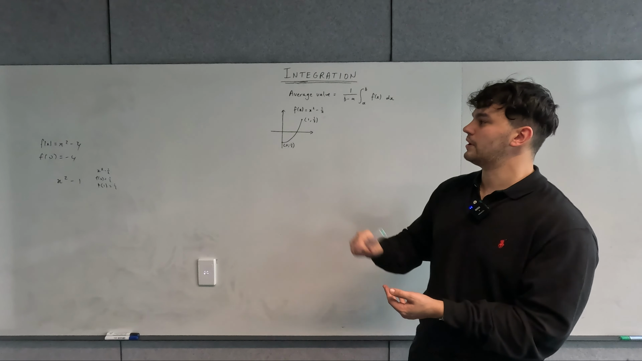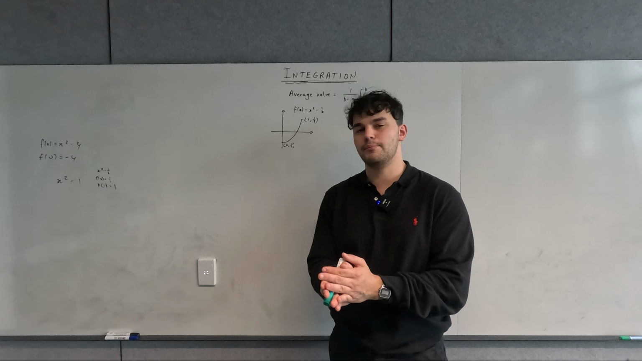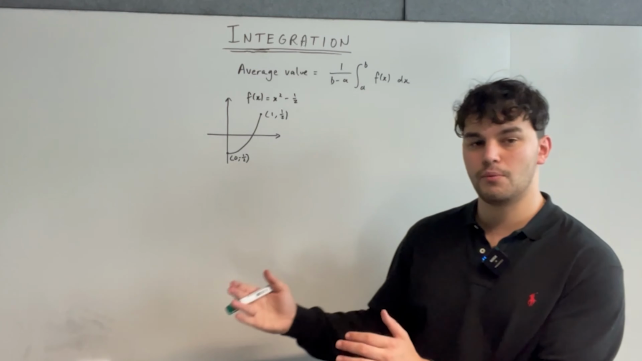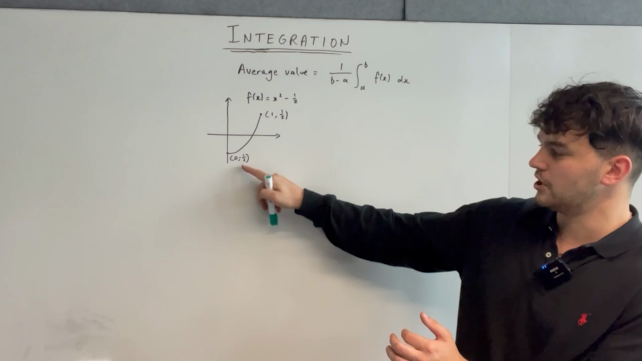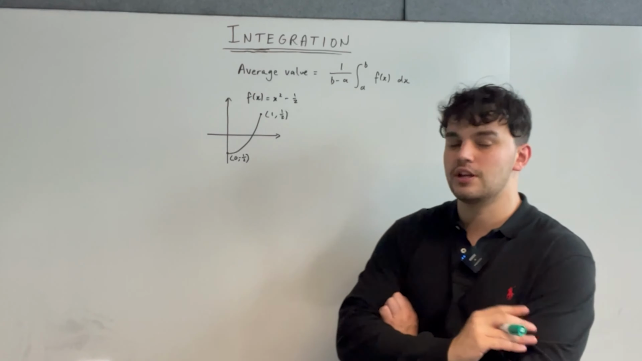So we have this example here where f of x is equal to x squared minus 1/2. And I've used this example specifically because you can see from x equals 0 to x equals 1, that's what we're trying to find our average value for. But you can see the y value at the lower bound is negative 1/2. The y value at the upper bound is positive 1/2.